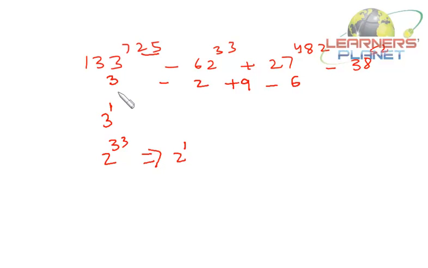So let's calculate this. 3 minus 2 is 1, 1 plus 9 is 10, 10 minus 6 is 4. So the unit digit of this big calculation will be 4.